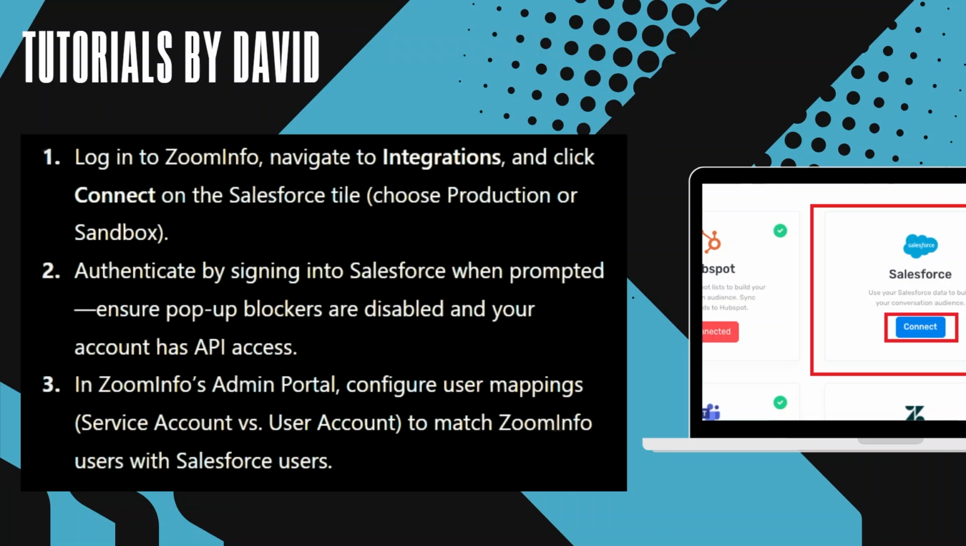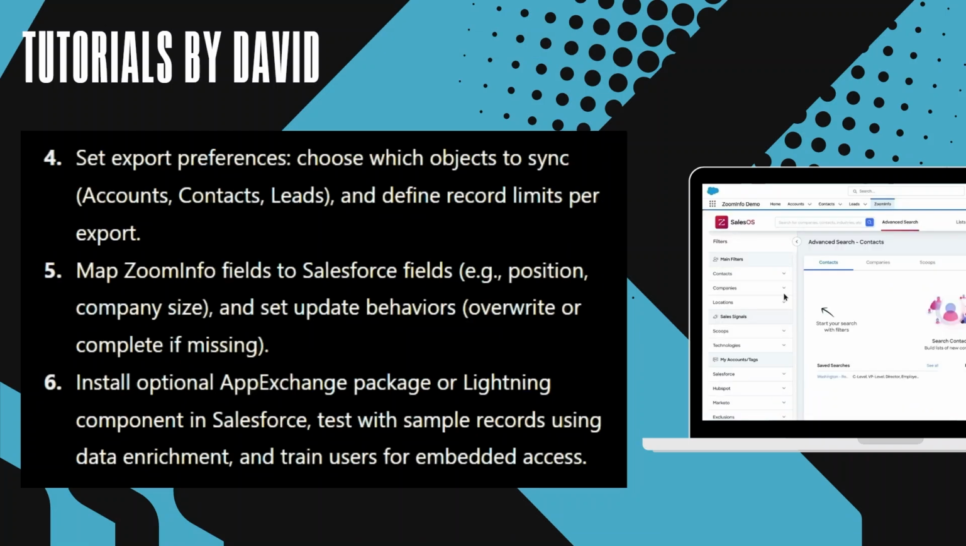Ensure pop-up blockers are disabled and your account has API access. In ZoomInfo's admin portal, configure user mapping, service accounts versus users account to match ZoomInfo users with Salesforce users. Here, set export preferences, choose which objects to sync, accounts, contacts, leads, and define records limits next export.